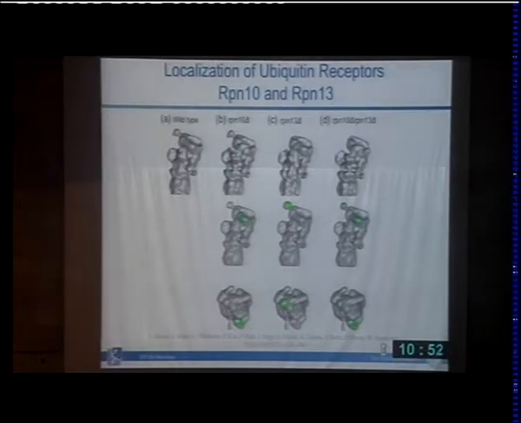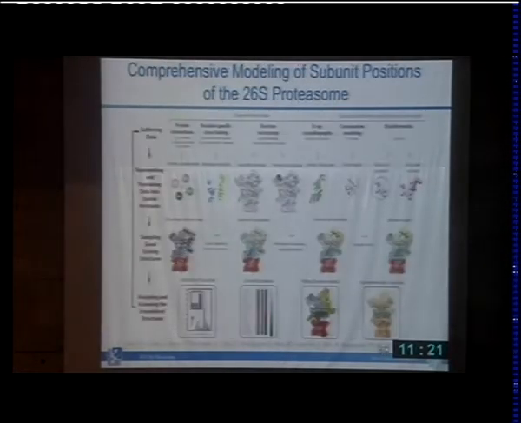Then we had to localize the ubiquitin receptors. That was a collaboration with Keiji Tanaka's lab, and what we did was use deletion mutants: a deletion mutant for RPN10, a deletion mutant for RPN13, and a double deletion or double knockout here. We could then generate a difference map between the wild type and those deletion mutants, and that indicated, highlighted here in green, where RPN10 and RPN13 were located, and the double knockout very nicely was in agreement with that.